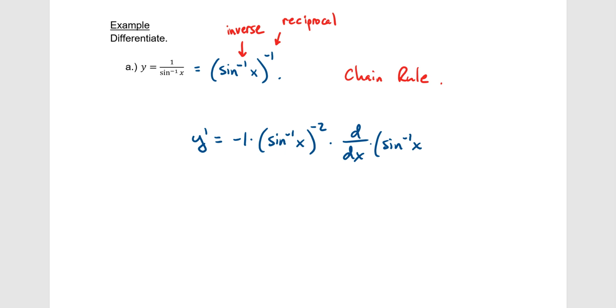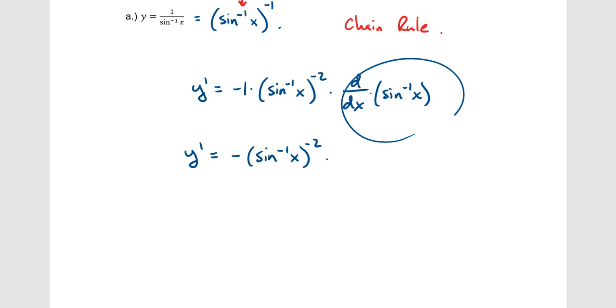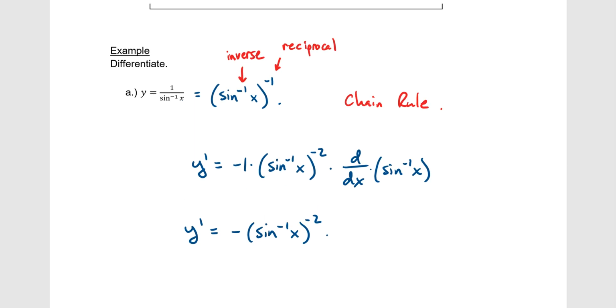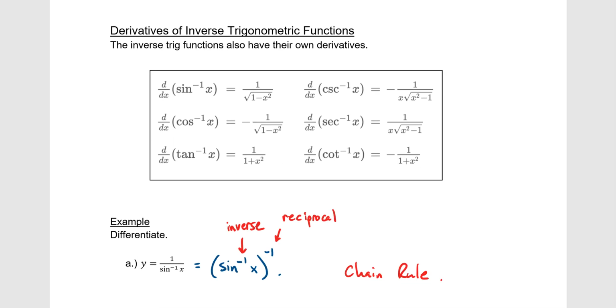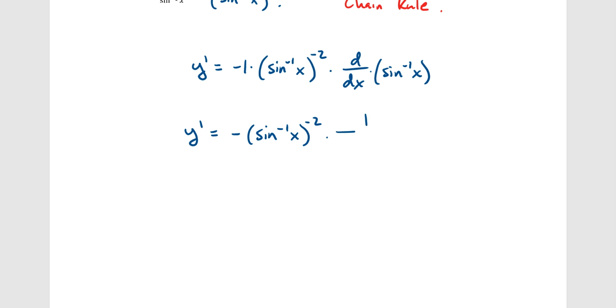So notice the difference here. We now have negative sine inverse of x to the -2. And now this is where we need the derivative of sine inverse, which is right up here. Derivative of sine inverse is 1 over the square root of 1 minus x squared.